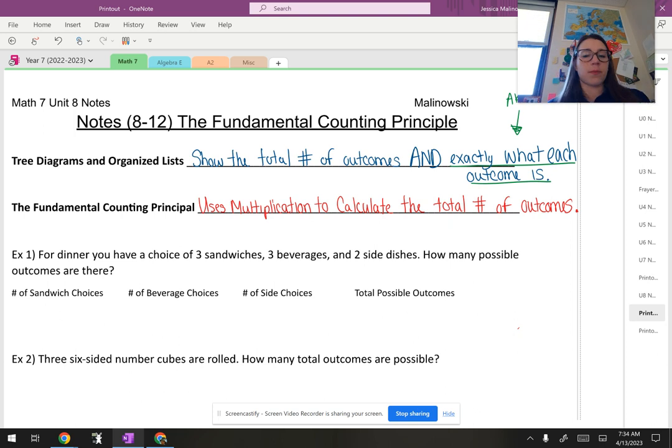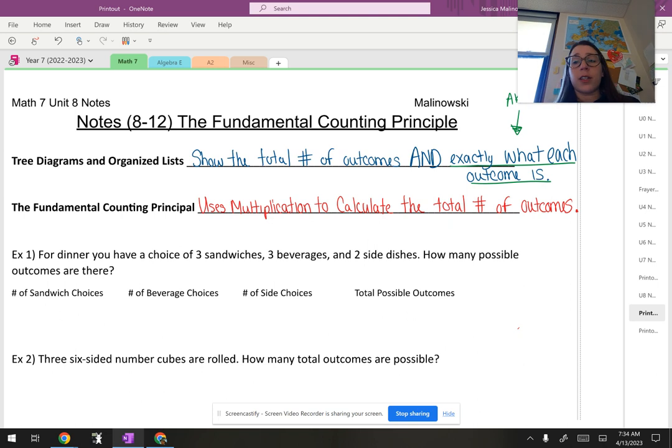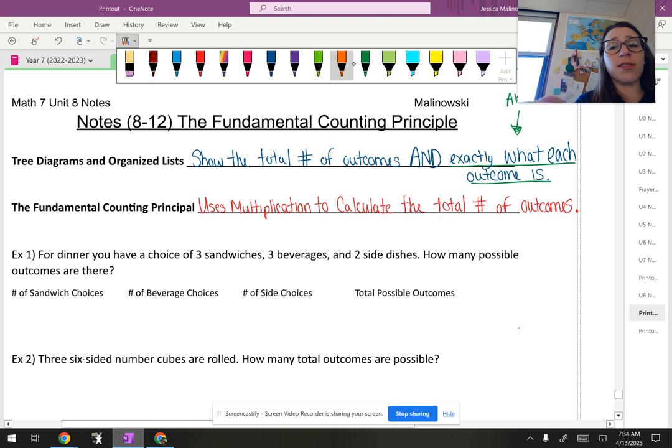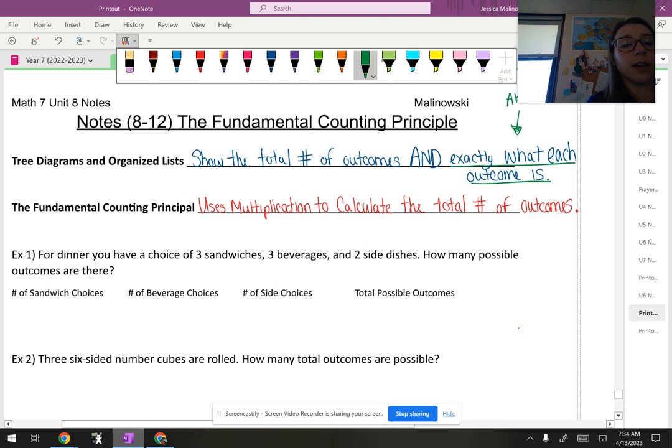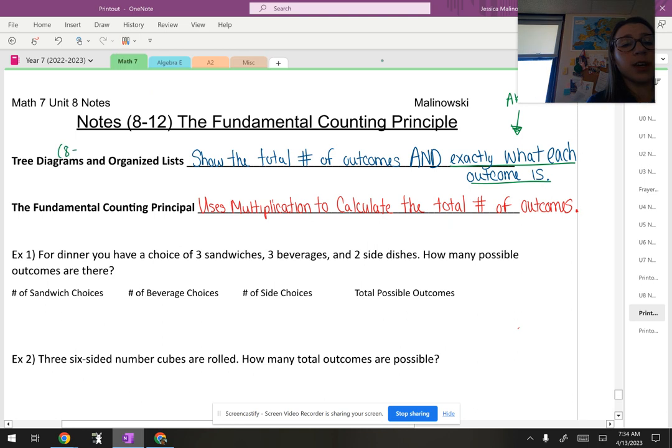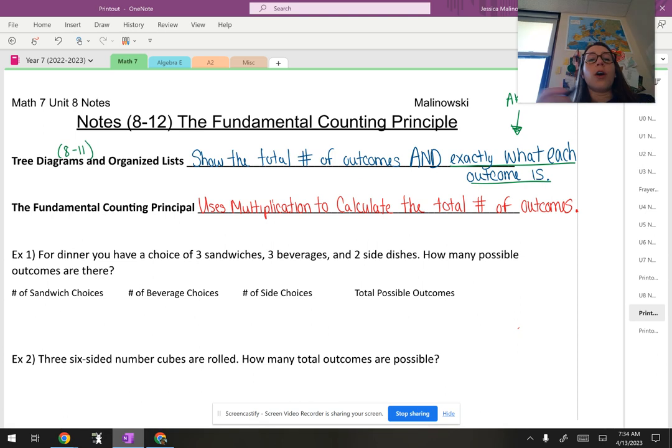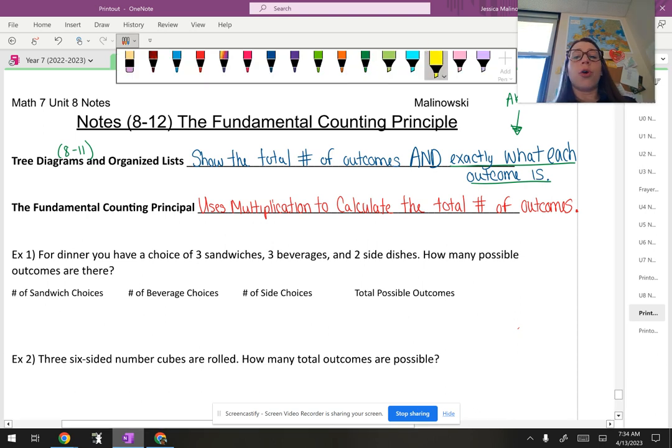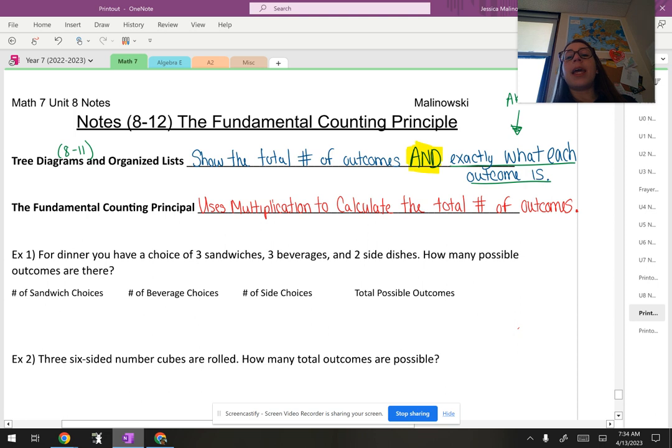So, yeah. Okay, so first off, our initial definitions. Tree diagrams and organized lists. That is what we talked about yesterday. That is what we did in 8 dash 12, so that would be 11. So what's nice about those is that they both, see the keyword and, they show the total number of outcomes and exactly what each outcome is.